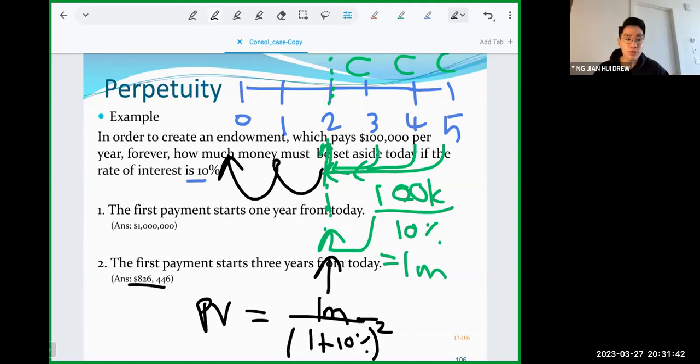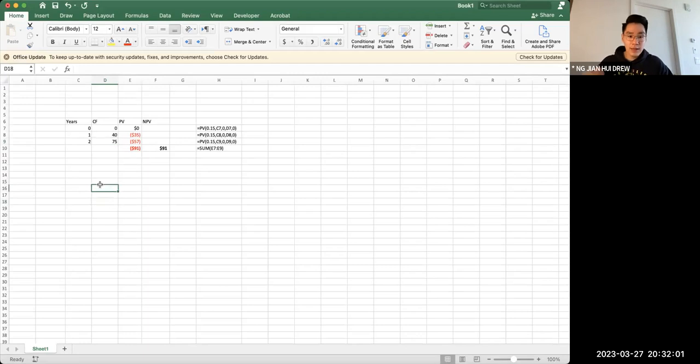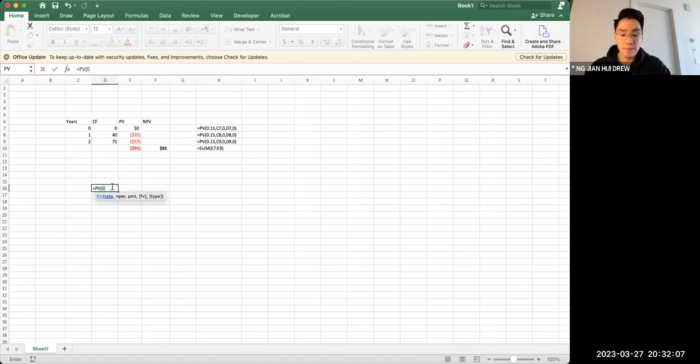Or if you want to do the Excel method, you can simply do Excel as well, where you can put in the various numbers. Let me just show you how to do it. It's the usual PV. So PV equals, what's the rate? 0.1.